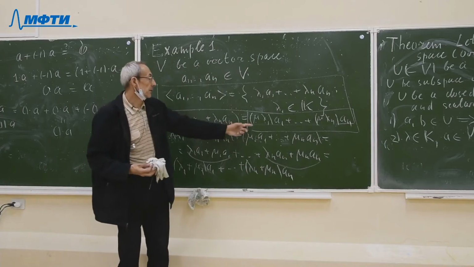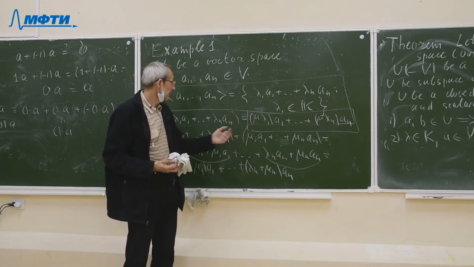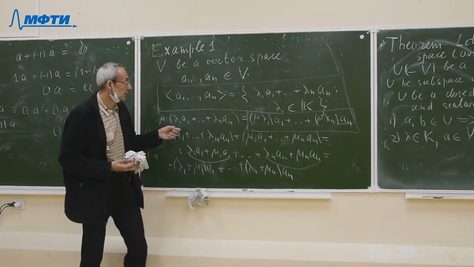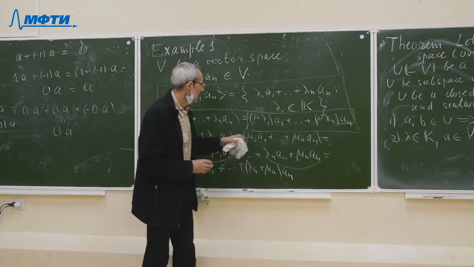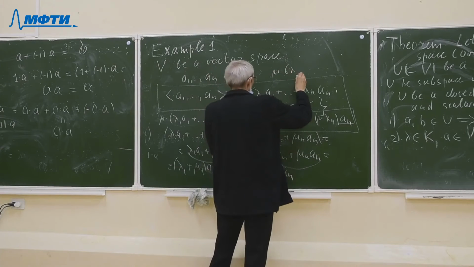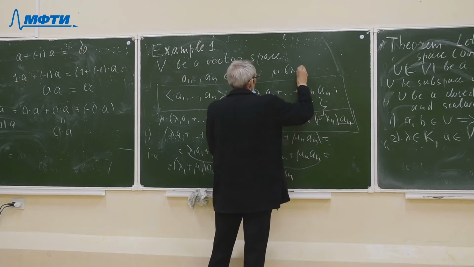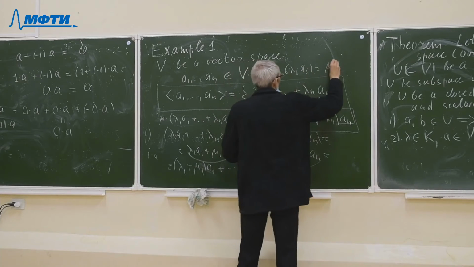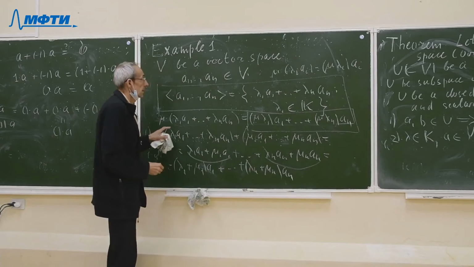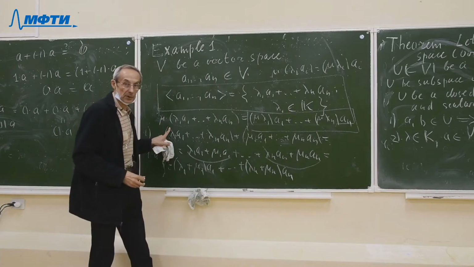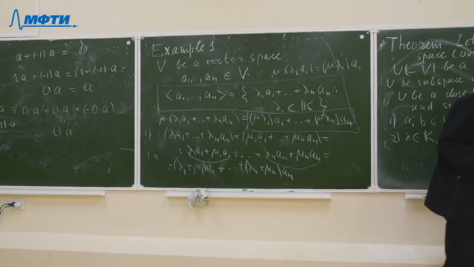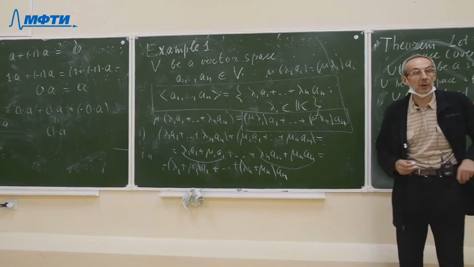It means that we obtain a linear combination. I use the distributivity axiom and the axiom of scalar multiplication, namely mu times lambda i, a i is equal to mu lambda i times a i, and I obtain this equality. And we obtain the most general example of the linear span.